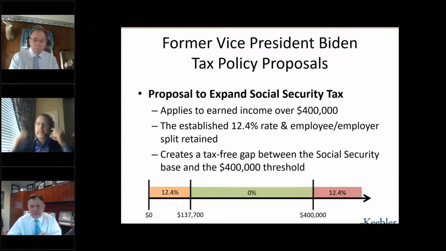Now think of your doctor. Assume she makes $1 million a year. On 600,000 times 12%, that's 74,400 additional dollars of tax.